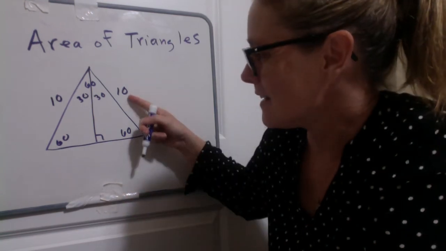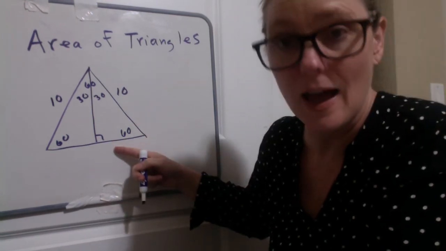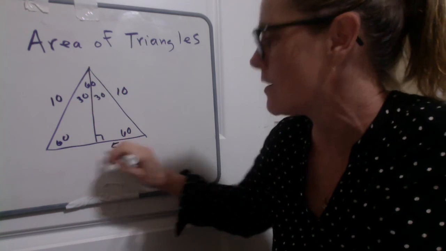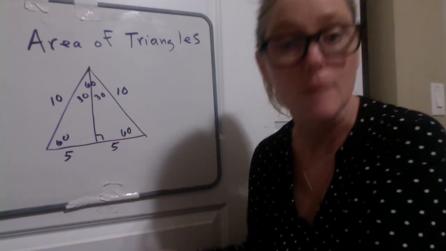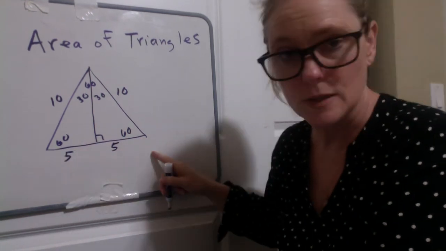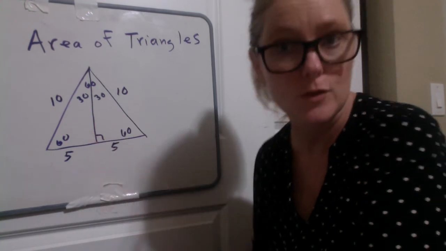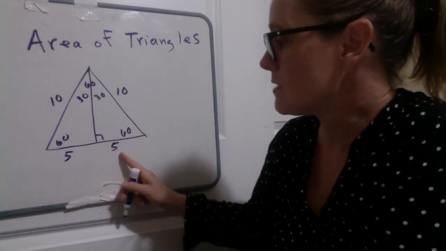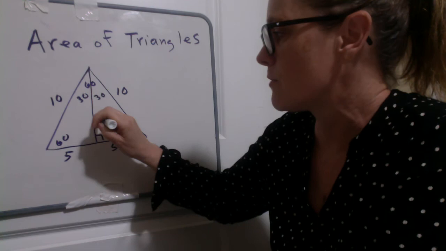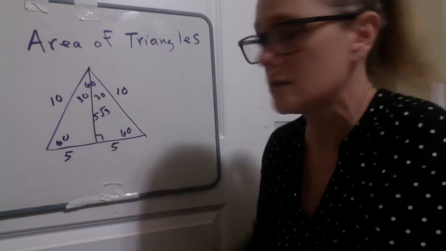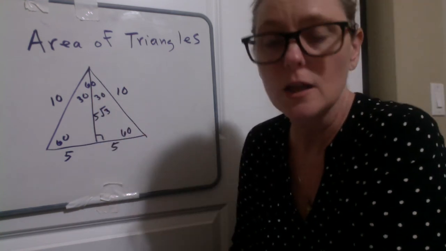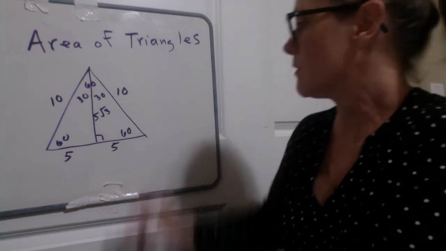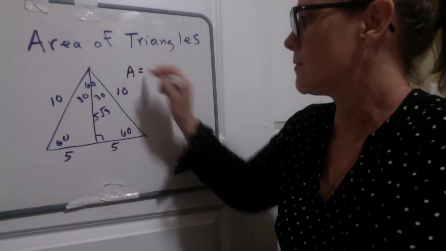This is 10. This has to be half of that, right? So that's 5. I know that's 5. It makes sense because this has to be 10 to match equilateral. All the sides are the same. So this is 5, this is 10. That height must be 5 times root 3. Okay, again, special right triangle. Now I can find the area of that triangle.